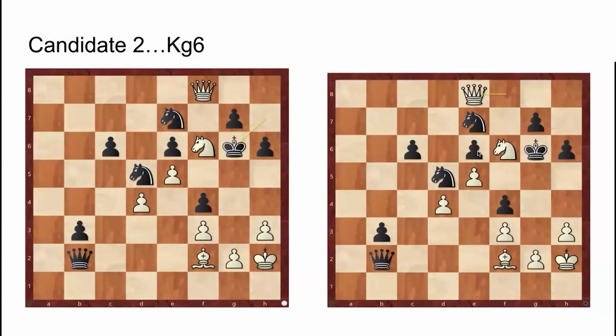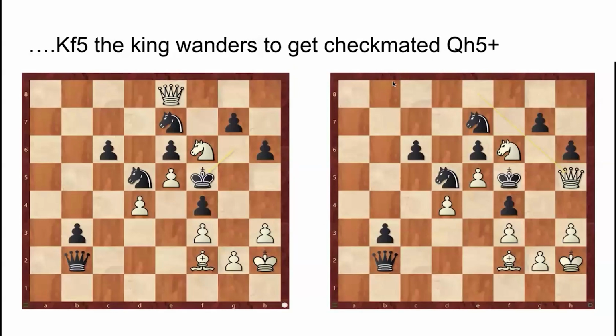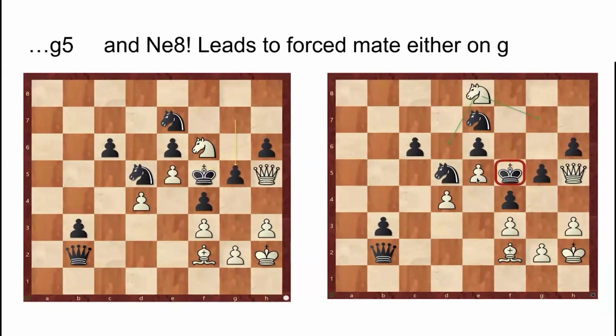So calculate king g6. King g6 is actually the simplest move to calculate. King f5, queen h5 check, g5. So I guess a lot of you are able to eliminate this move earlier. Right? I hope you were. So how many of you saw this? Let me know in the chat. Initially.